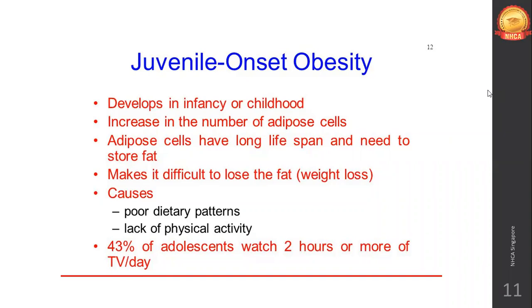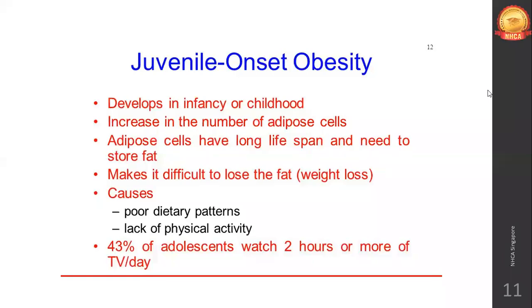Causes, definitely poor dietary patterns, force feeding the child. Force feeding the child is also a cause here. Lack of physical activity, not allowing the child to go out and play, indulging them with lots of electronic gadgets, etc. Okay, indulging them in junk food, unhealthy food. Okay, so 43% of teenagers will watch at least 2 hours or more of TV per day. So that's also a cause of juvenile onset obesity.